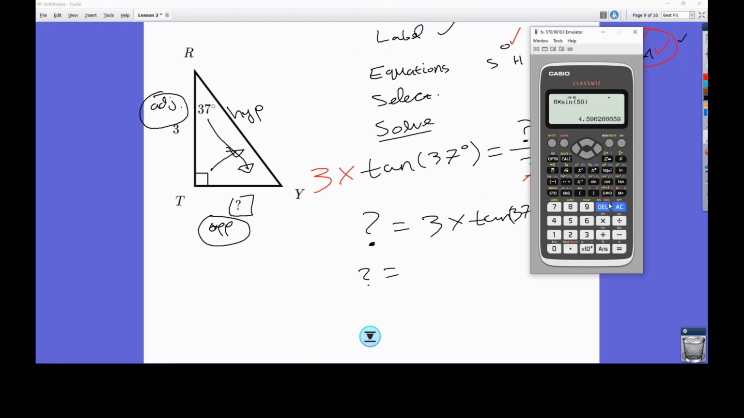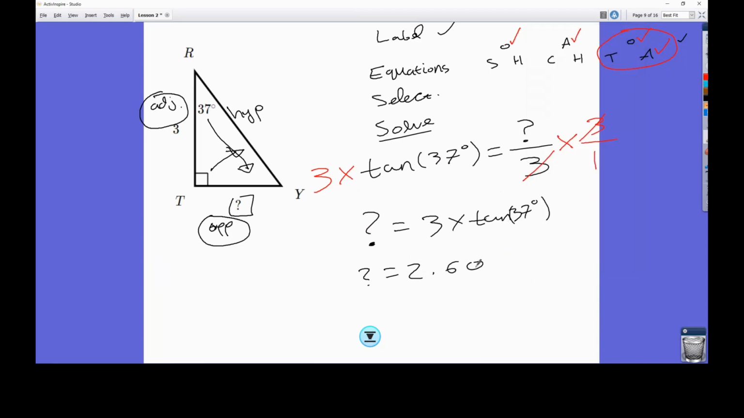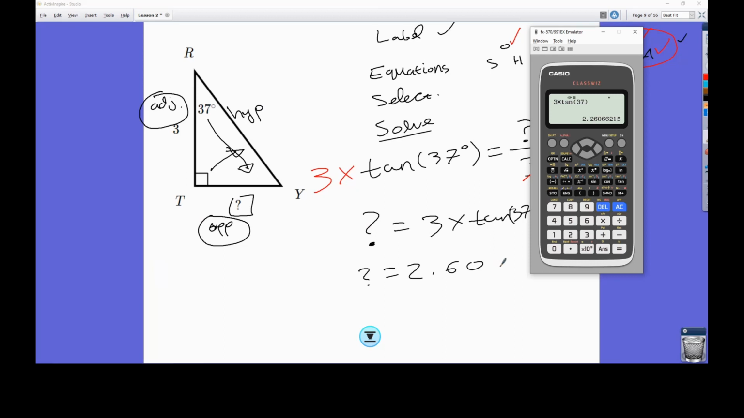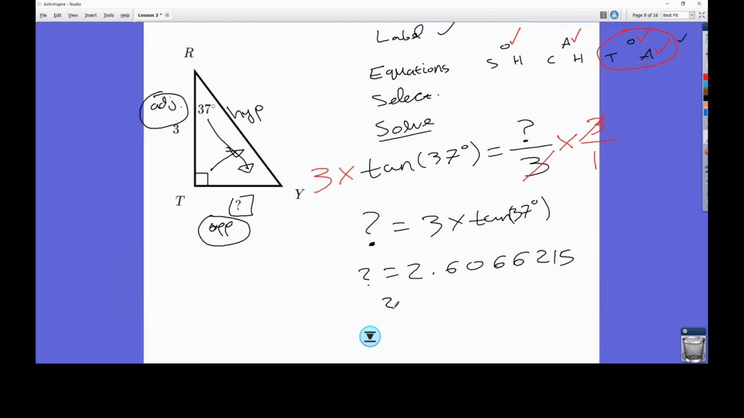Now let's put it into our calculator carefully. So I have 3 multiplied by tan 37 equals 2.26066215. So I get 2.61 if we do 2 decimal places. I haven't been given any units, so 2.61 to 2 dp. Remember, if you are given units, make sure you give the appropriate units in your answer.